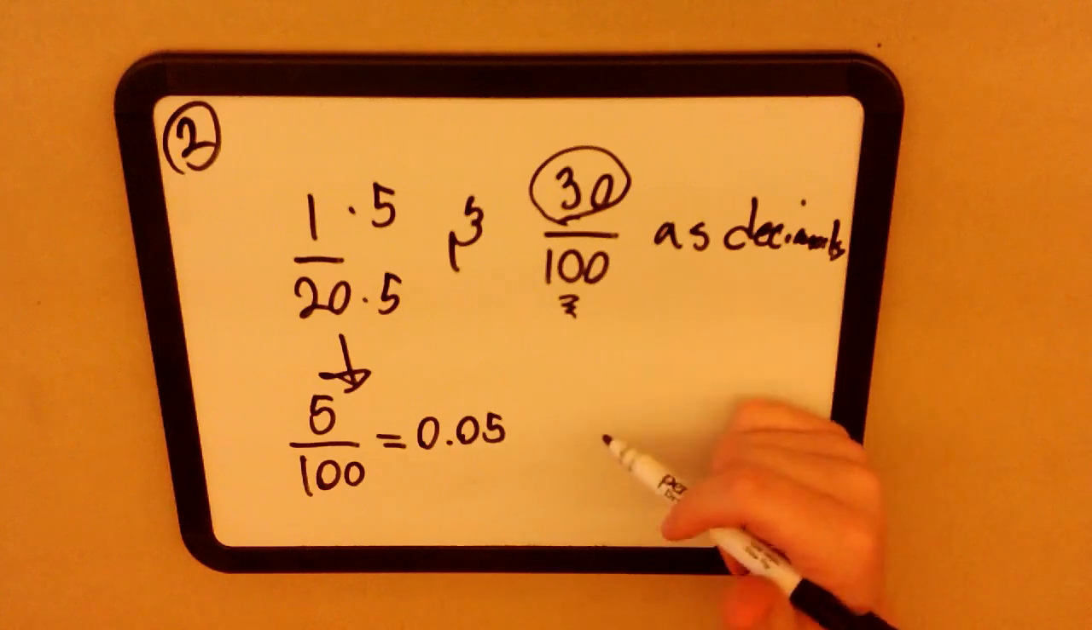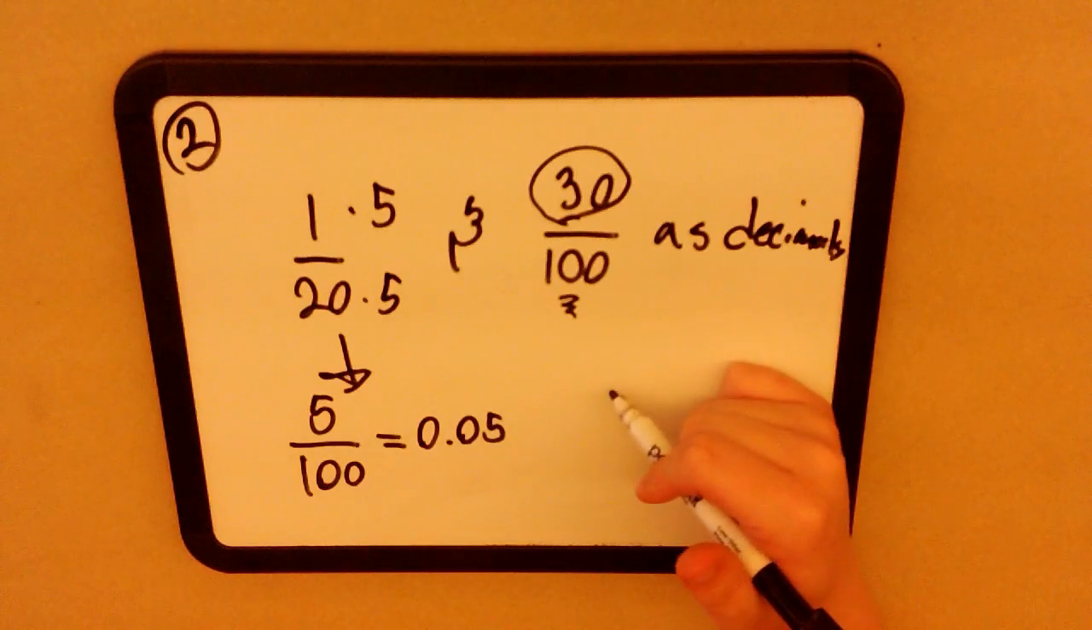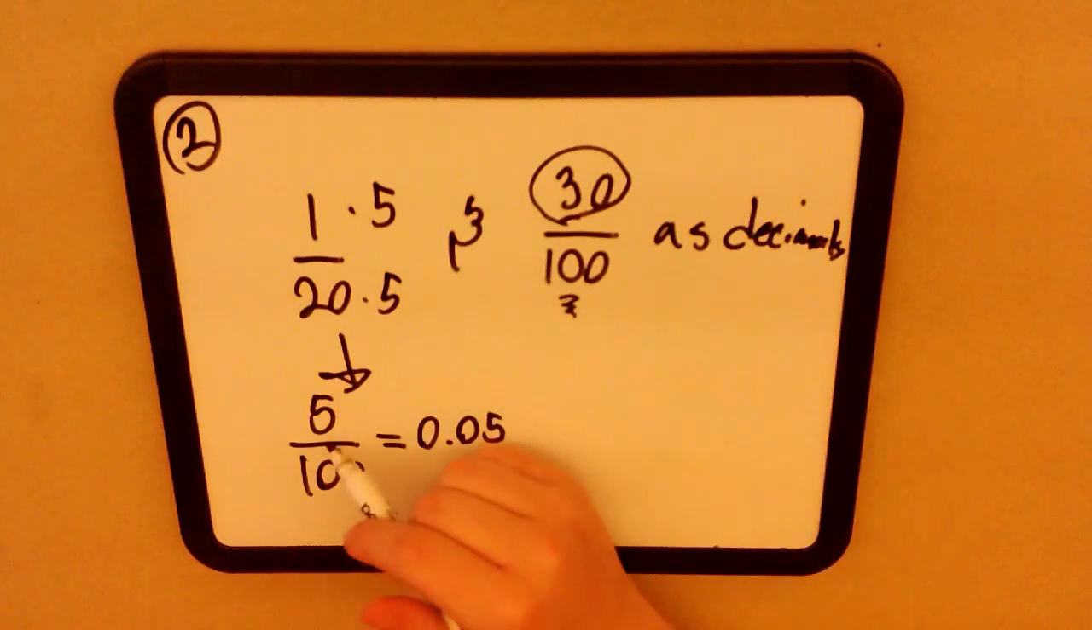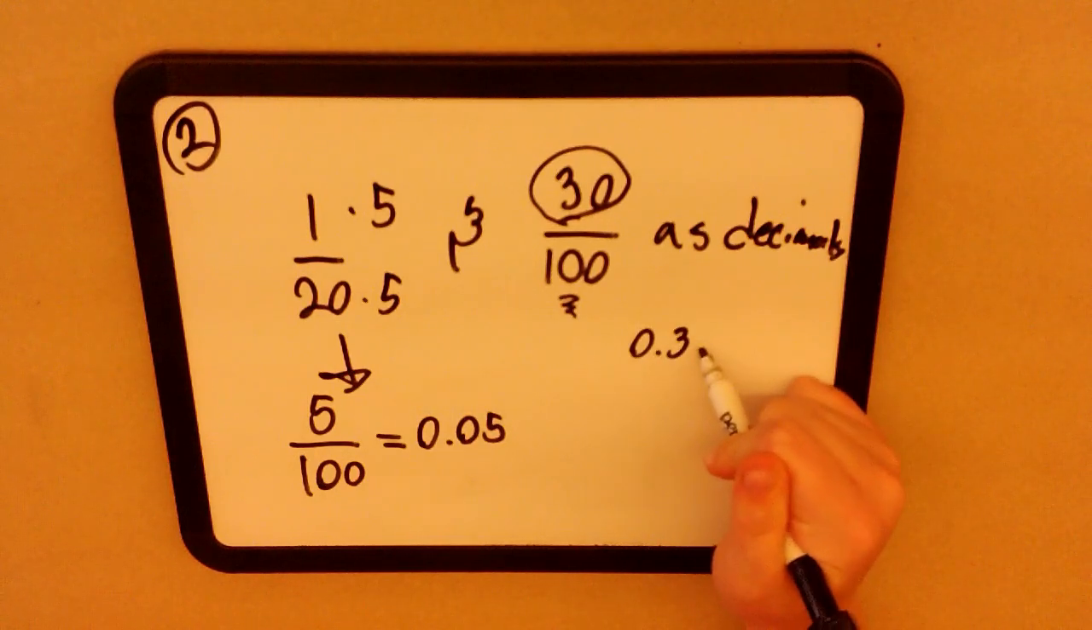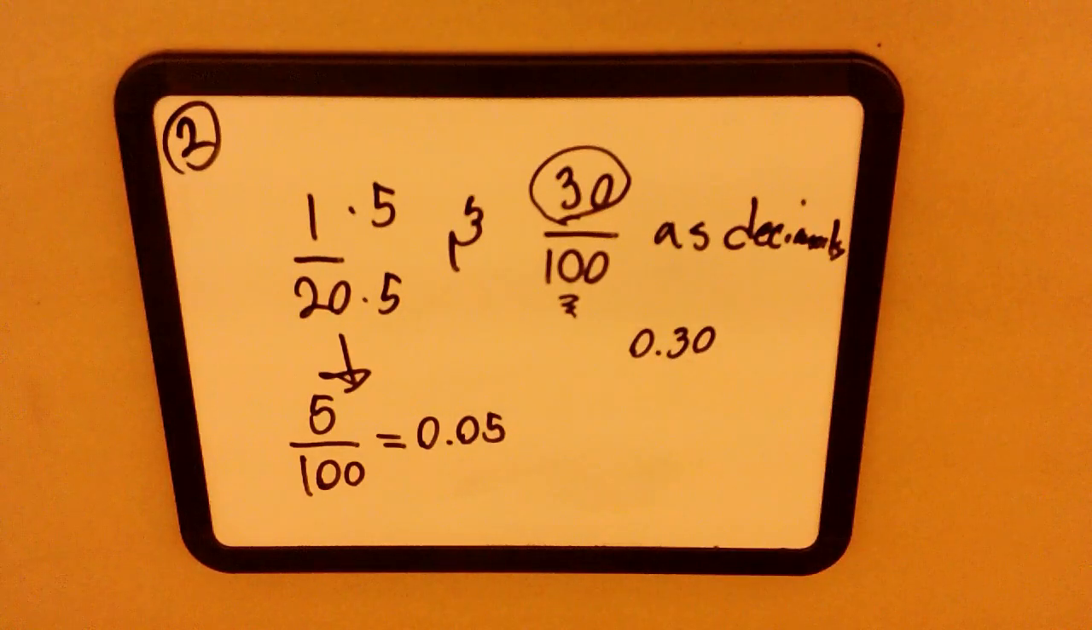And now we are going to look at 30 over 100 as a decimal. And it's already in the hundredths place, so we don't have to multiply. And so it's just going to be 0.30 because the 3 is before.